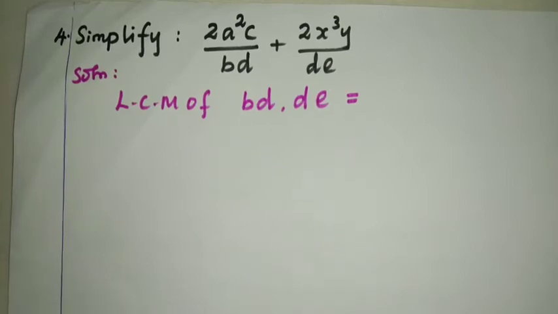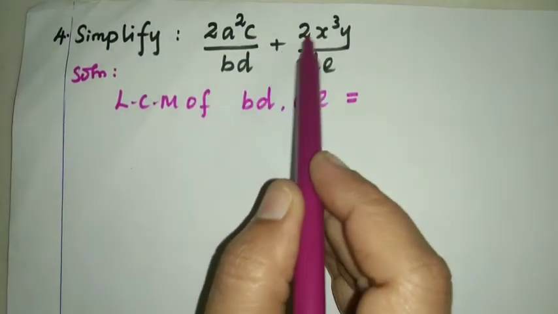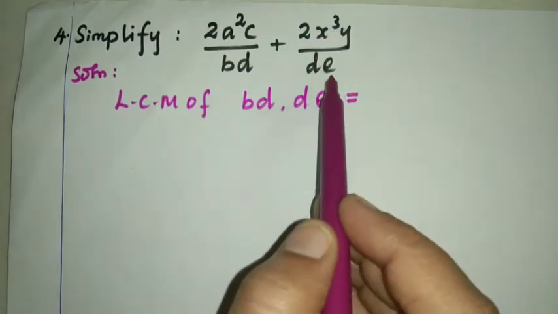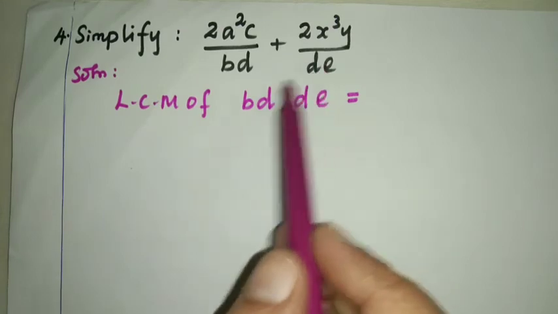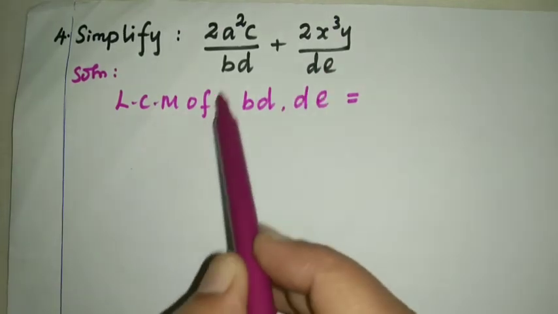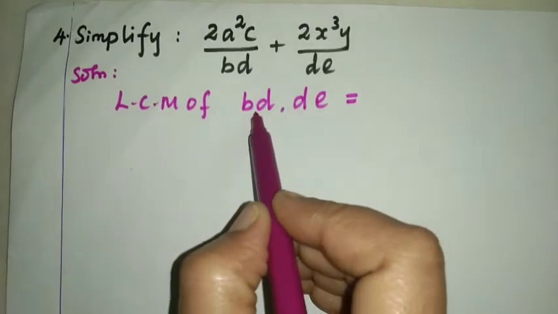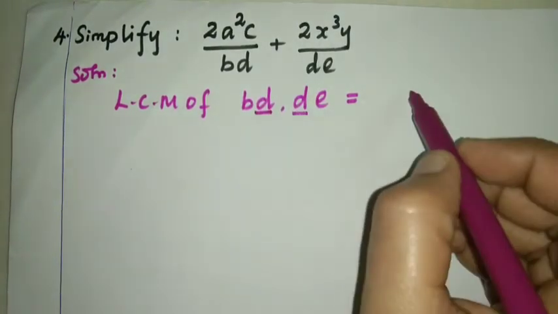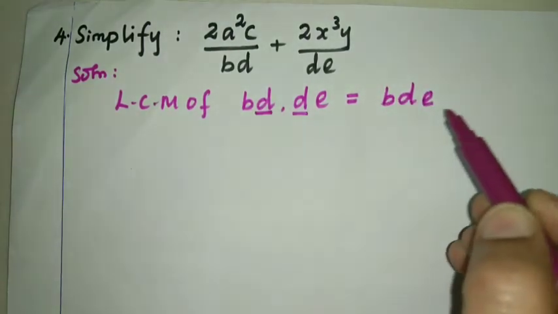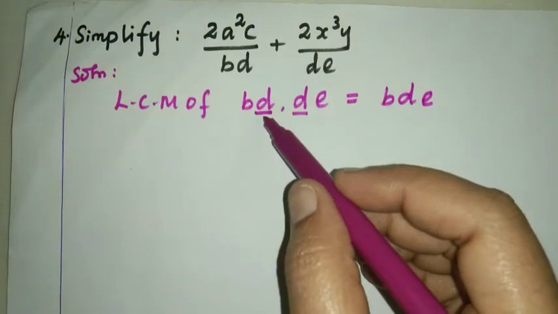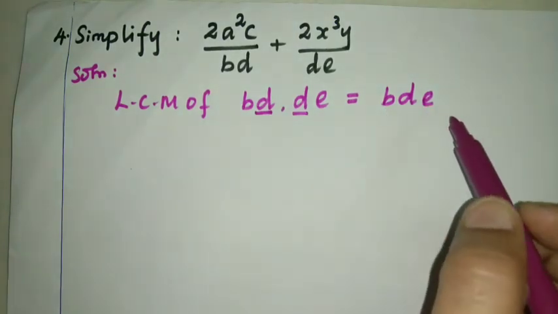Next question is simplify 2a square c by bd plus 2x power 3y by de. Here the denominators are not equal, so I take the LCM of bd and de. Here which variable is common? d is the common variable, so I take d. Then what is the remaining variable? b and e. So the LCM of bd and de is bde.